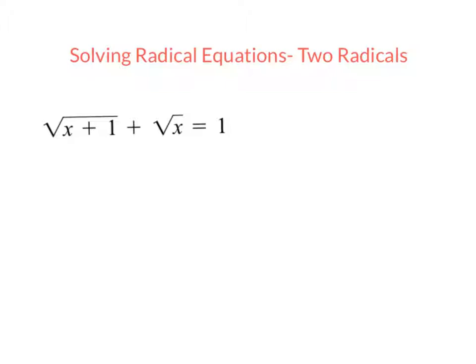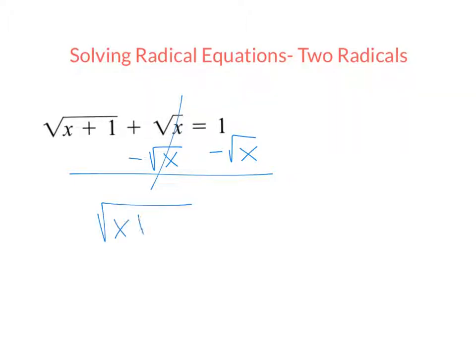Usually I move the smaller radical over, so I'm going to subtract square root of x to either side. I'll end up getting the square root of x plus 1 equals 1 minus the square root of x. So now that the radicals are separated on either side, I'm going to square both sides and continue to solve.